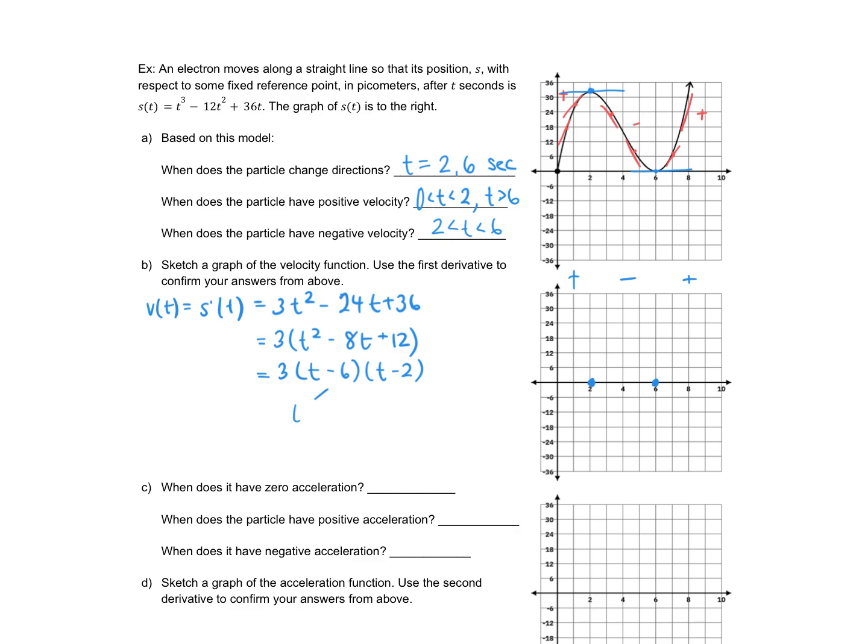There we are. So at positive 6 and at positive 2, I'm just going to set my derivative equal to 0 here. That's when the velocity is 0. So that's the change of direction. So I didn't need the graph. I could have done this algebraically. Find the velocity, set it equal to 0.